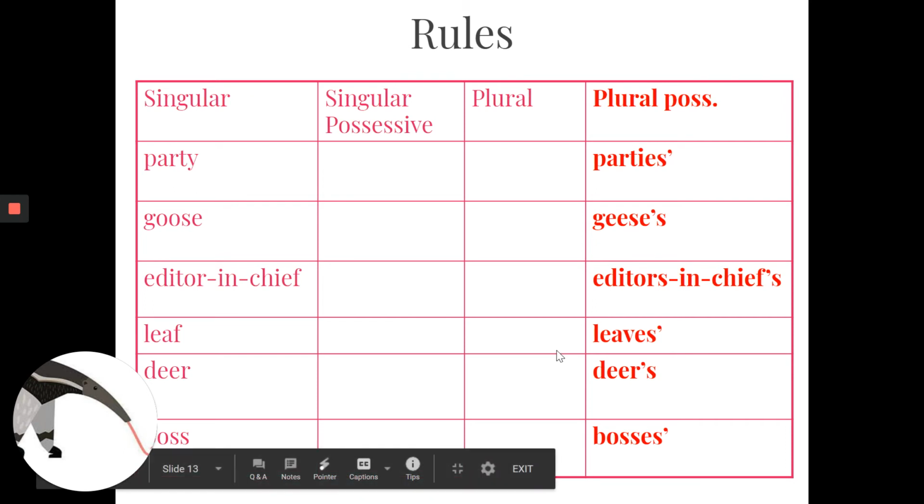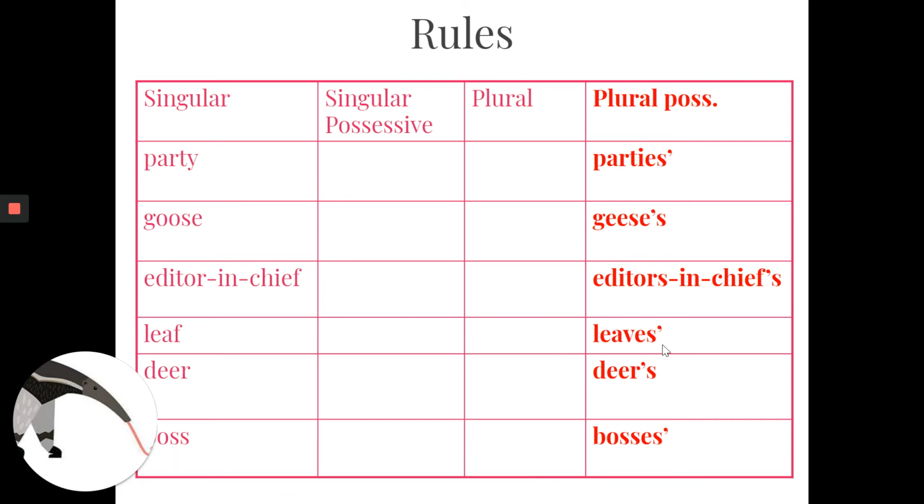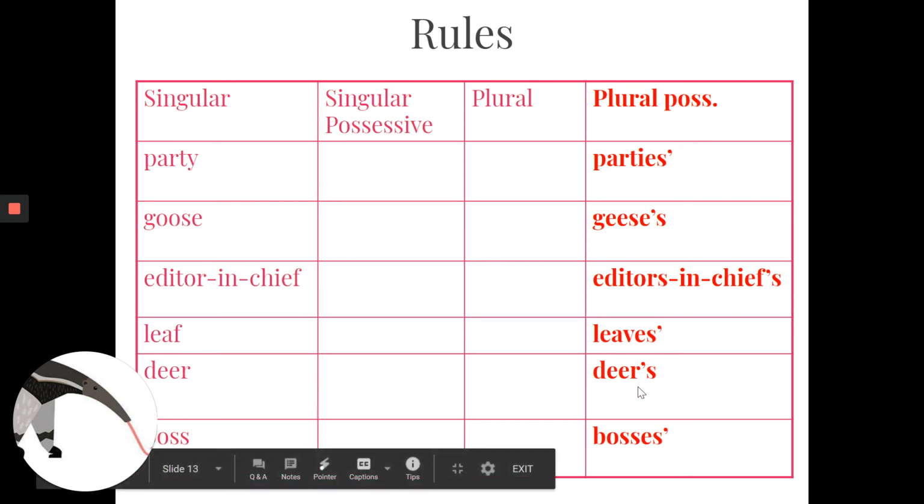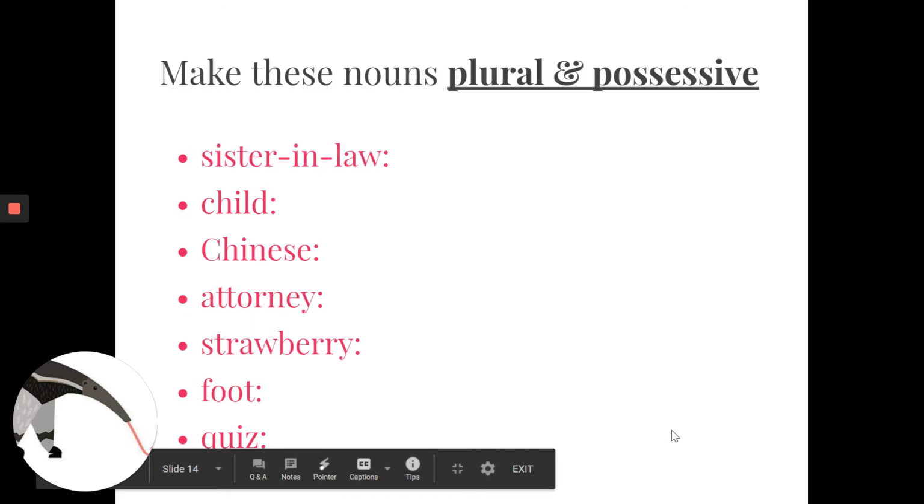Leaf, change the spelling to leaves, plural. Does it end in an S? Yes. So we just put an apostrophe on the end. Same with deer. Does it end in an S? No. Plus apostrophe S. Bosses. Does it end in an S? Yes. Just put an apostrophe on the end.